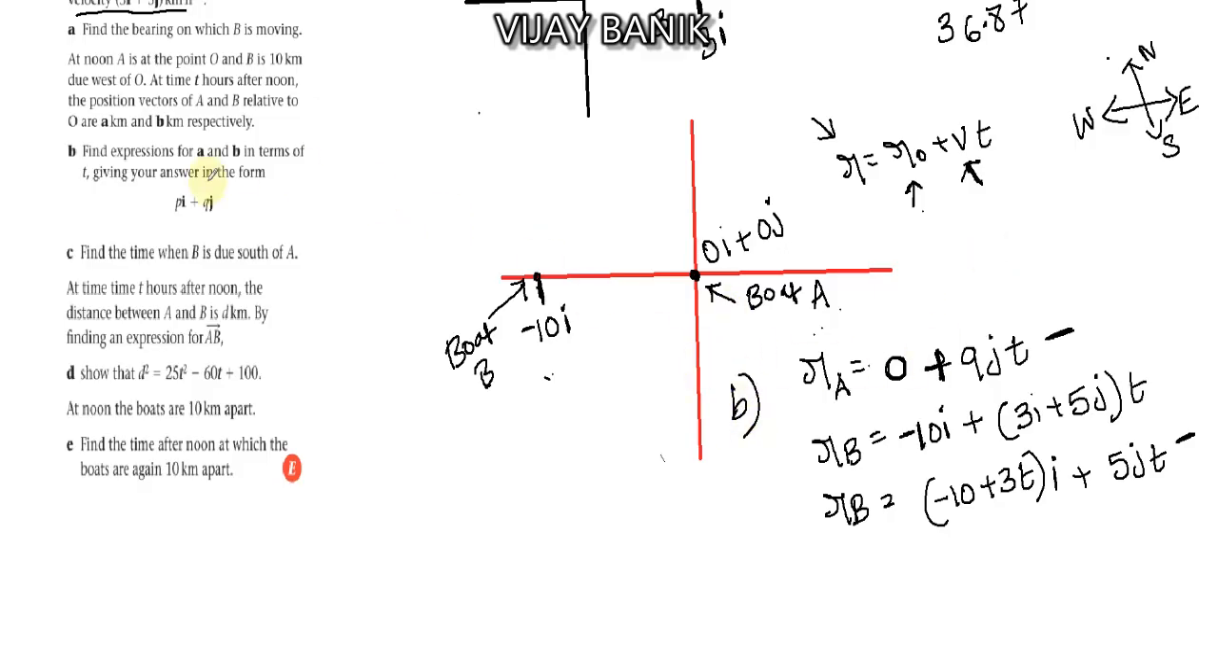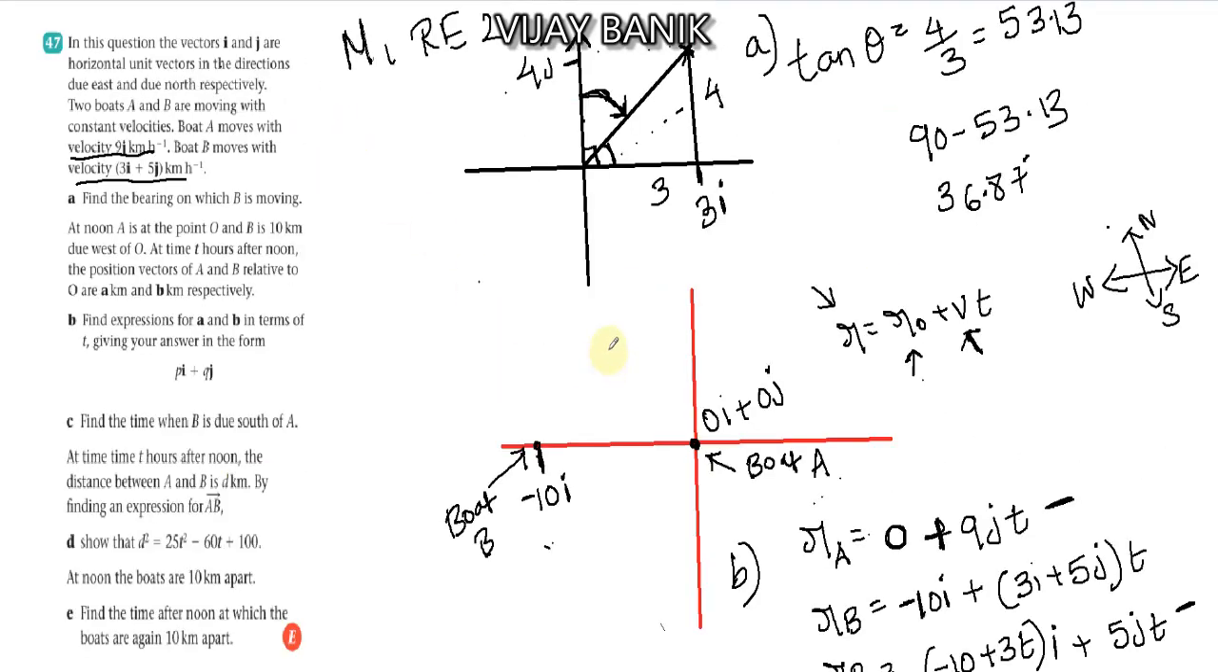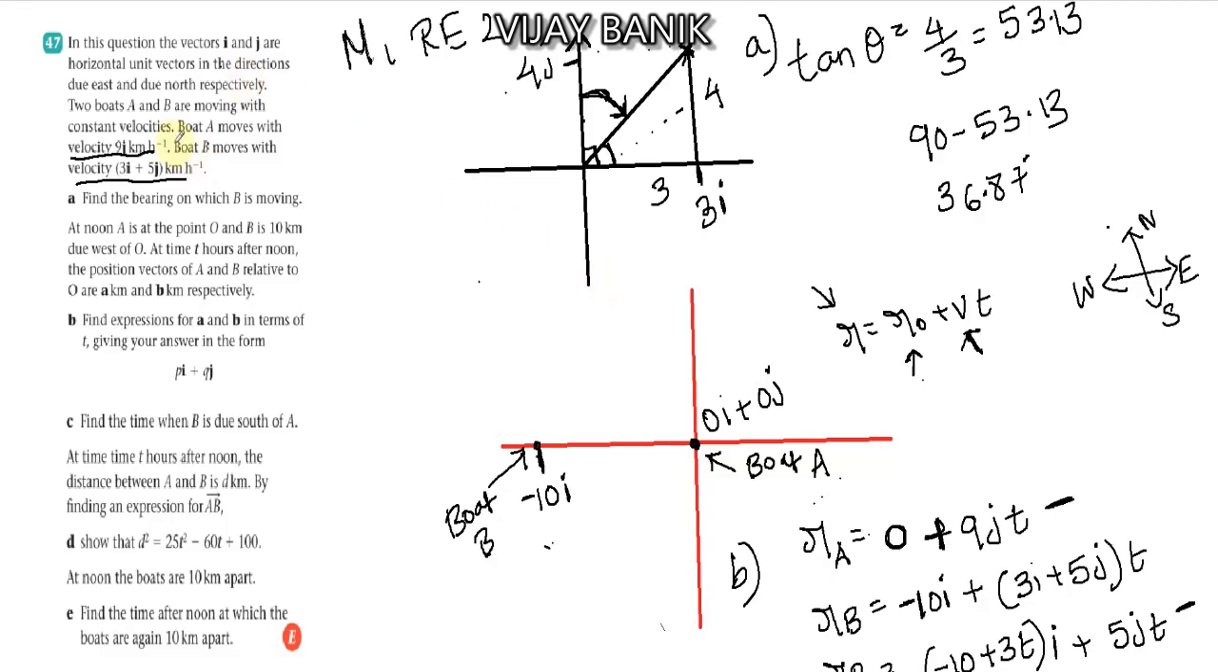Now let's go to C part. In C part they said find the time when B is due south of A. So we have to find when B is due south of A. Let's say for example, A was moving at 9j kilometer per hour. So basically A was here after time t, or here, or here. Now we have to find when B is due south of A. So most probably B will be somewhere over here, down south of A.